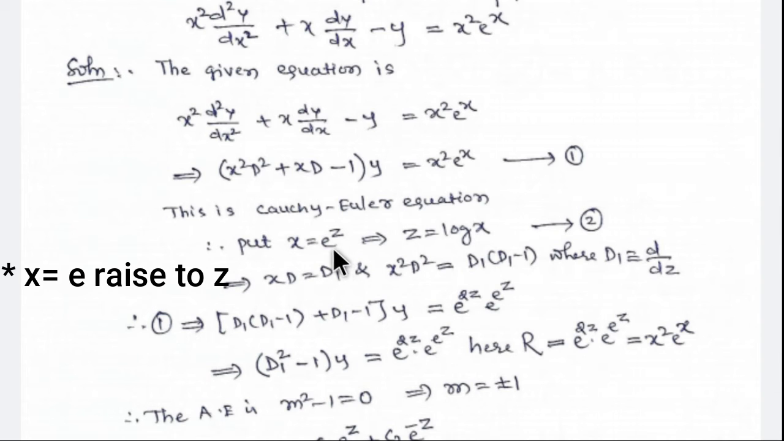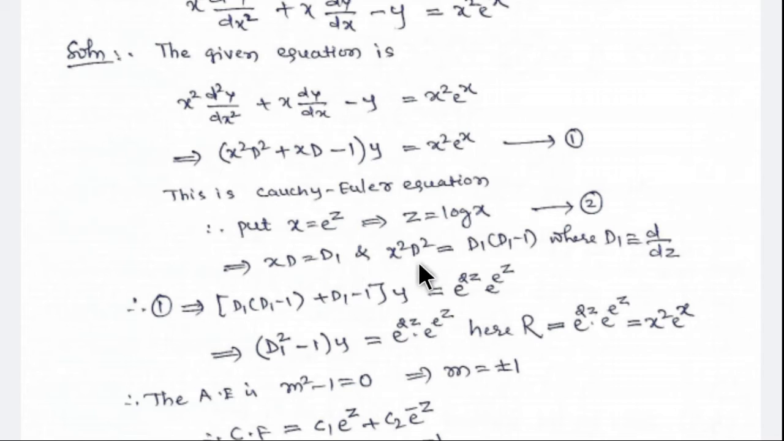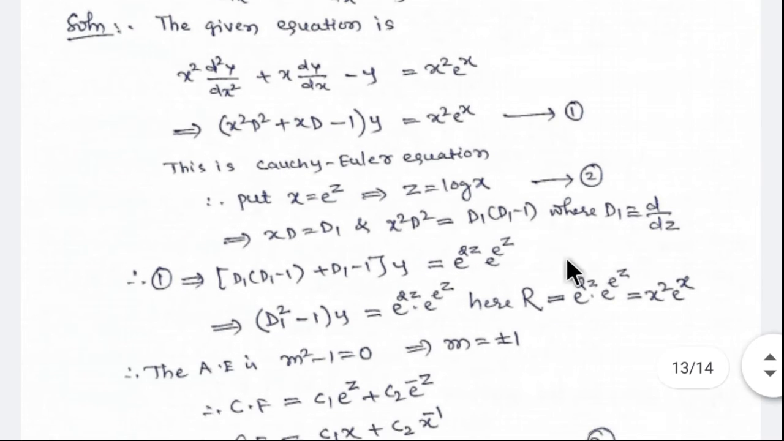Therefore put x = e^z, you know the method. Put z = log x. xD is replaced by D1, x² D² is replaced by D1 (D1 - 1), where D1 stands for d/dz. So with this transformation, equation 1 becomes [D1 (D1 - 1) + D1 - 1] y = RHS. In the place of x you write e^z, so x² becomes e^(2z), and e^x takes the form e^z.